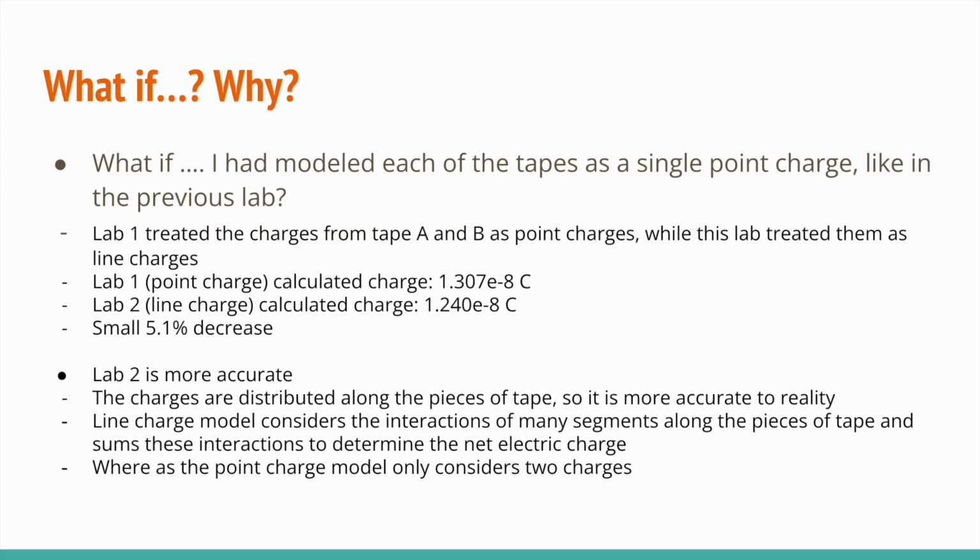So what if I had modeled each of the tapes as a single point charge, like in the previous lab? Using data from lab 1, where the charges from tape A and tape B were treated as point charges, we found that the charge of each piece of tape was 1.307 x 10^-8 coulombs, whereas in this lab it's 1.24 x 10^-8 coulombs. These are pretty similar, just a small 5.1% decrease. We can assume lab 2 is more accurate though, because it models the charges being distributed along the piece of tape, which is more accurate to reality.